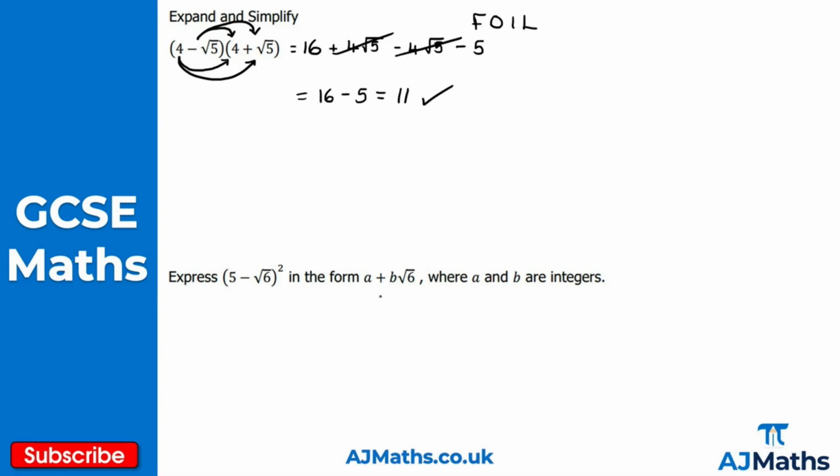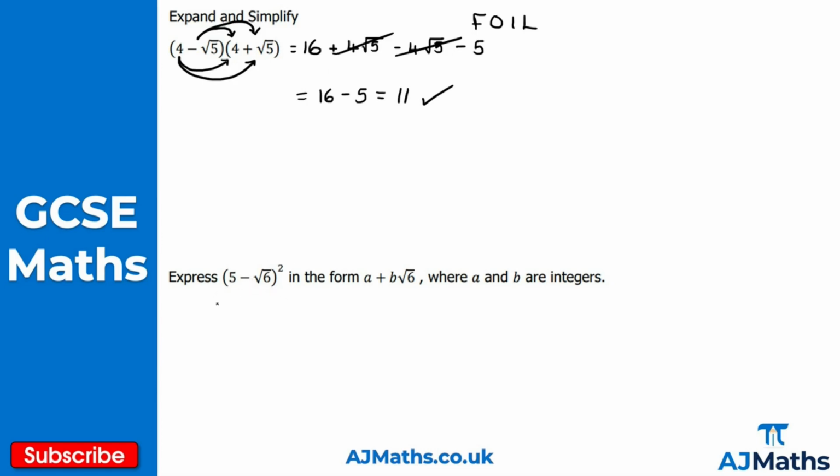Taking a look at the next one here, pretty similar. So this time we're asked to express 5 minus root 6 all squared in the form of a plus b root 6, where a and b are integers. It doesn't look quite the same as this, but it is once we write it in the correct form here. So this is 5 minus root 6 all squared.